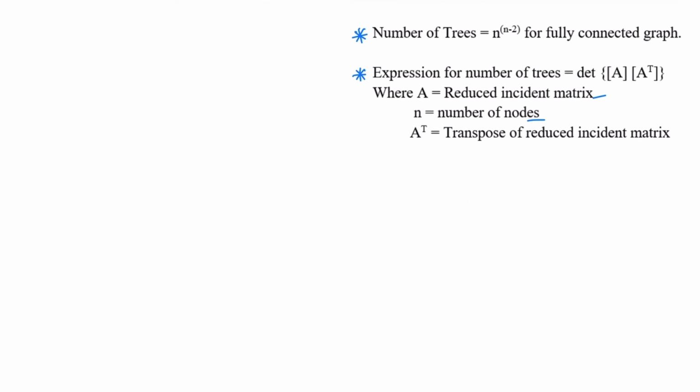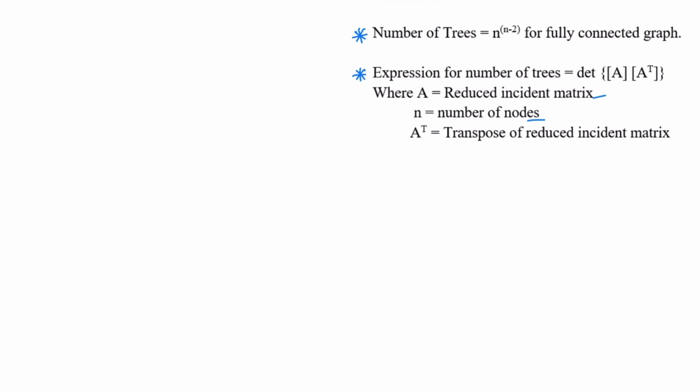So method 1 is, we need to find whether it is a fully connected graph or not. If it is a fully connected graph, the number of trees is n to the power n minus 2. If the graph is not fully connected, this is the method we need to follow: the determinant of A A transpose, where A is the reduced incident matrix.